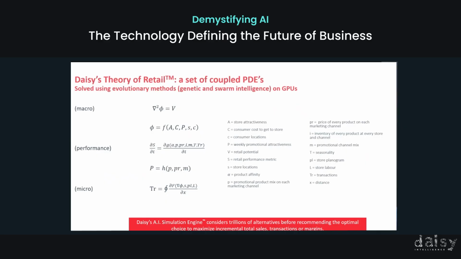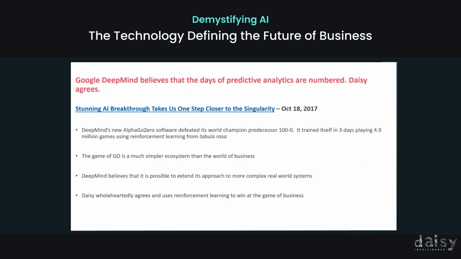One of the things we saw was an academic paper written by Google DeepMind on October 18th, 2017, where they talk about AlphaGo Zero and how AlphaGo Zero defeated its world champion predecessor, AlphaGo, by 100 to 0. It trained itself in 3 days, playing 4.9 million games using reinforcement learning from nothing. So it had this amazing ability, learning to play in 3 days.